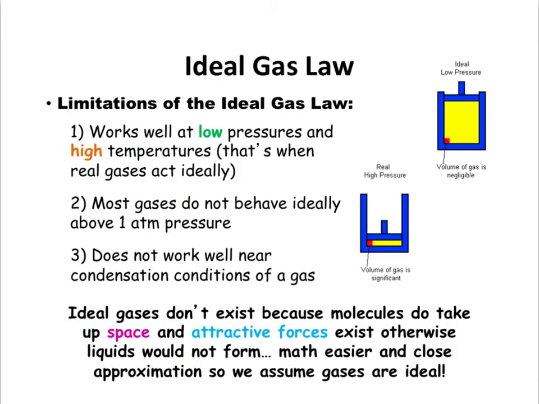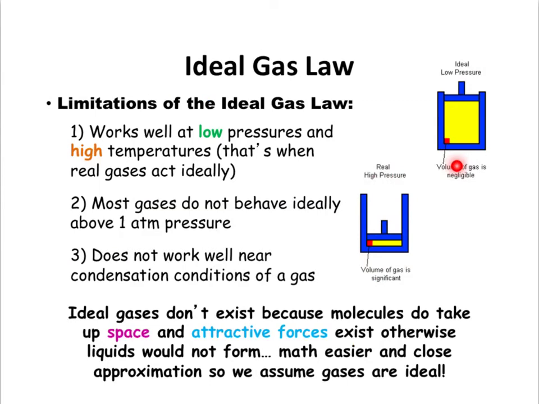So there are some limitations here to the ideal gas law. Again, it only works well at low pressures and high temperatures because that's when a gas will act ideally. Okay, if you look at the picture here, under very, very high pressure, okay, the volume of the gas is significant. Okay, you see in this picture there's a lot of pressure being applied on that gas, so the volume is significant. Also, since the molecules of the gas are in such a small amount of space, they're more likely to come in contact with each other and there could be some attractive forces. Whereas if you're under very low pressure, okay, you're less likely to have those gas particles coming in contact and having attractive forces, and the volume of the gas is going to be negligible.